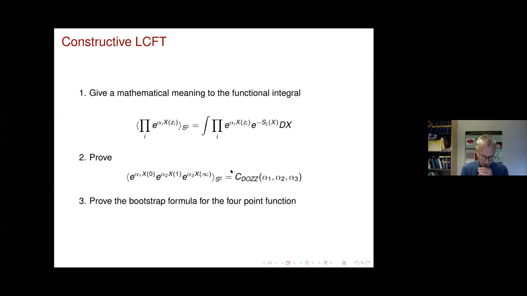Okay, so that's the bootstrap approach to Liouville. How would you derive these things from constructive Liouville theory? You would like to do something like the following. First of all, you should start by giving well-defined expressions, so give a mathematical meaning to the functional integral. Once you have that, then of course you would have the three-point function, hopefully in some form. Then you would like to prove that it's given by this formula, and after that, prove the bootstrap. So that's what we will discuss now.